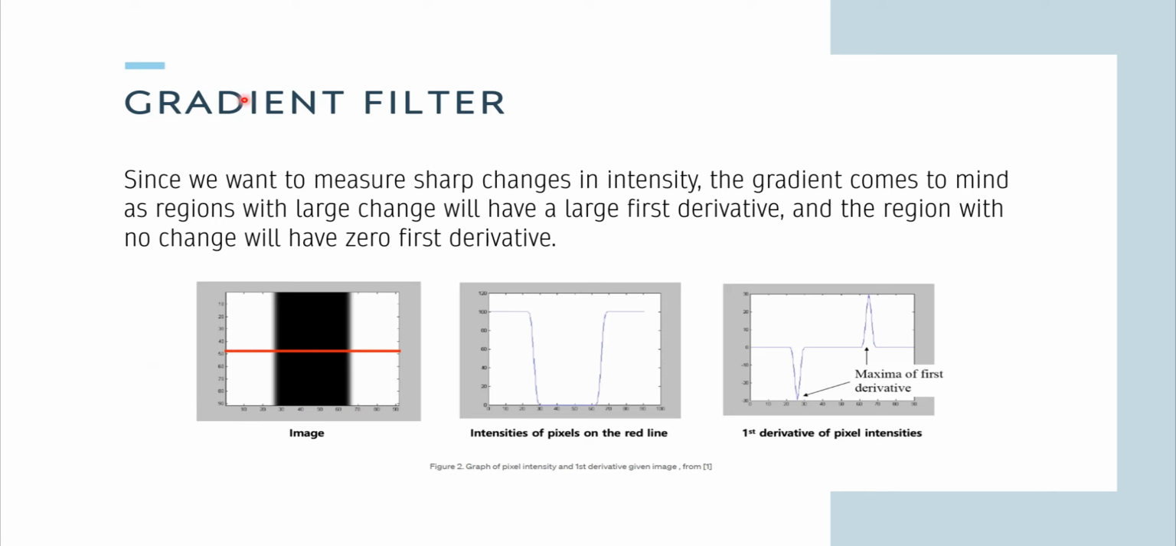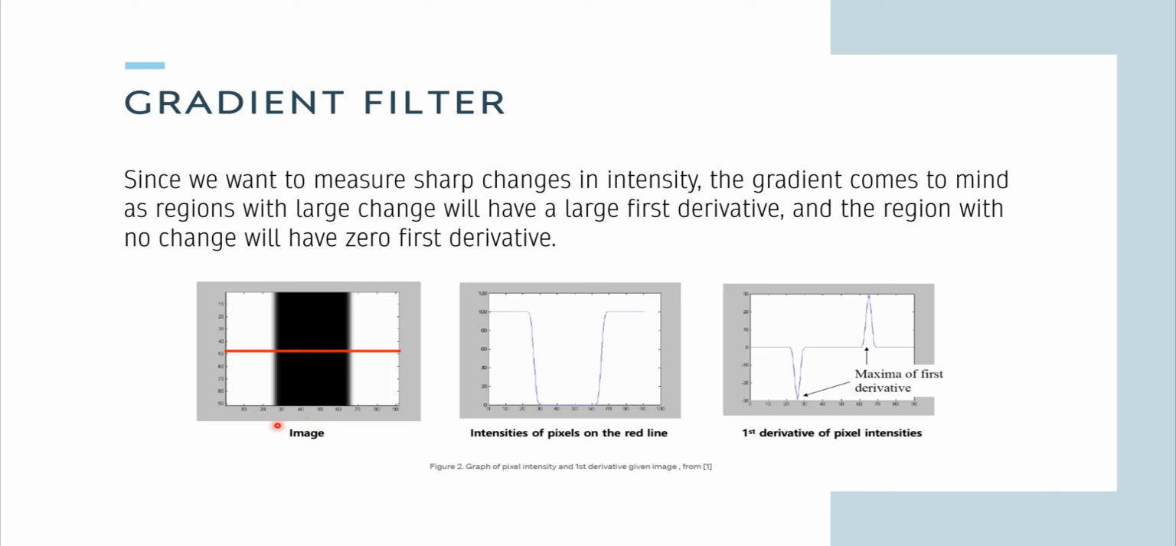First, let's take a look at the gradient filter. Since we want to measure sharp changes in the intensity, the gradient comes to our mind, as the region with the large changes in intensity will have a large first derivative, and region with no change will have zero first derivative. For example, let's take a look at the image on the left.